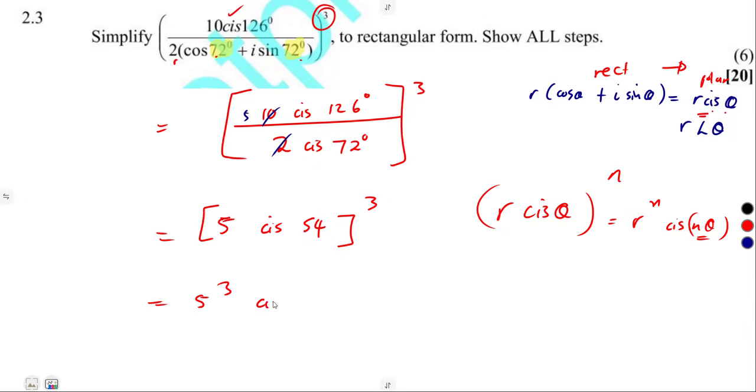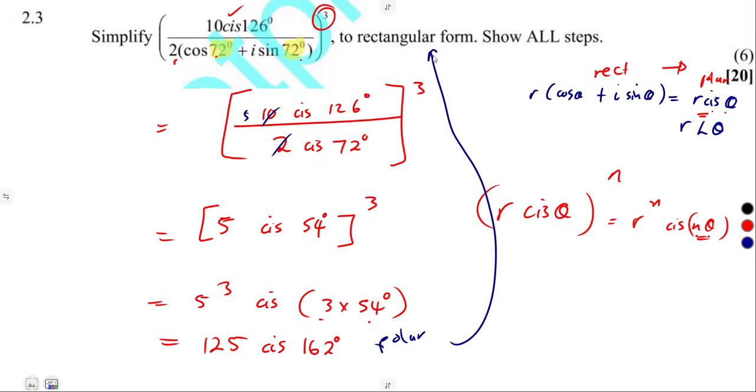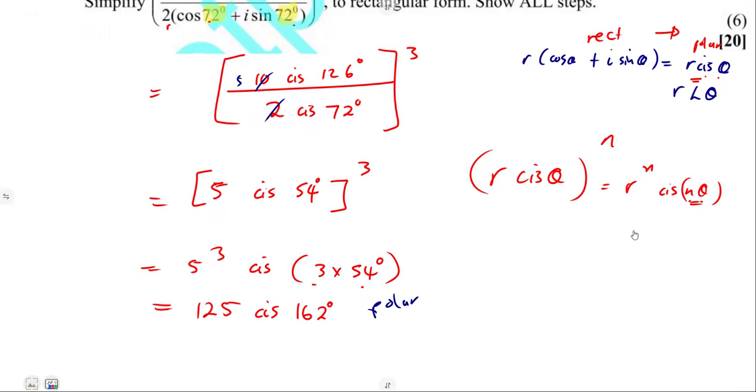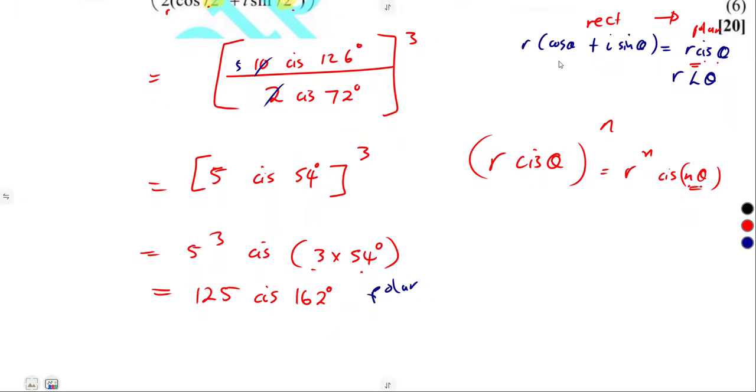Then for the angle, n multiplies the theta, the 54 degrees. So that's 3 times 54 degrees. So 5 to the exponent of 3 is simply 125. The angle, 3 times 54, is 162. Remember, we are in polar form here, but the answer is required to be given in rectangular form. Rectangular form is r cos theta plus r i sine of theta.